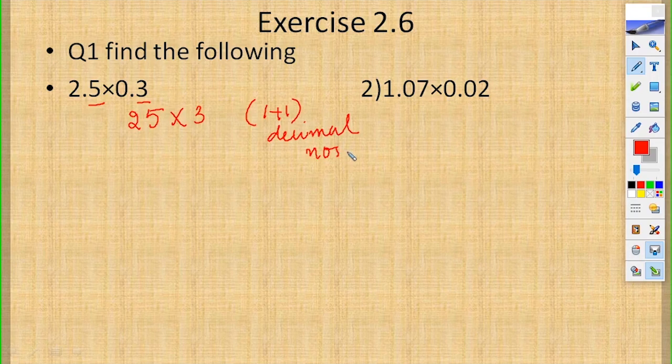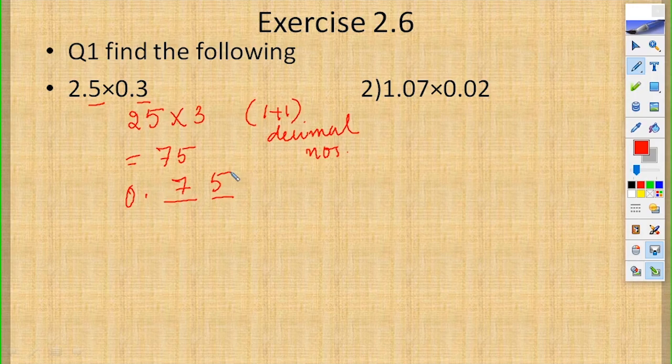So first I will multiply, I will get 75. But my answer has 2 decimal places. So then I will write it as 0.75. Similarly, the second question is 1.07 into 0.02.